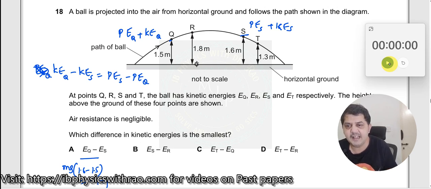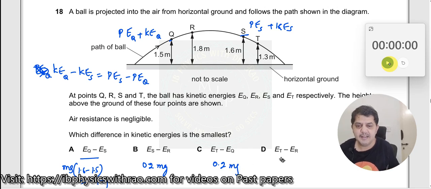And ES and ER, if I take these two, what is this? 1.6 and 1.4. This should be 0.2 times mg. ET and EQ. What is ET? ET is 1.3, EQ is 1.5. So this should also be 0.2 times mg. And let us take ET minus ER. ET and ER, 1.8 and 1.3. This should be 0.5 times mg.